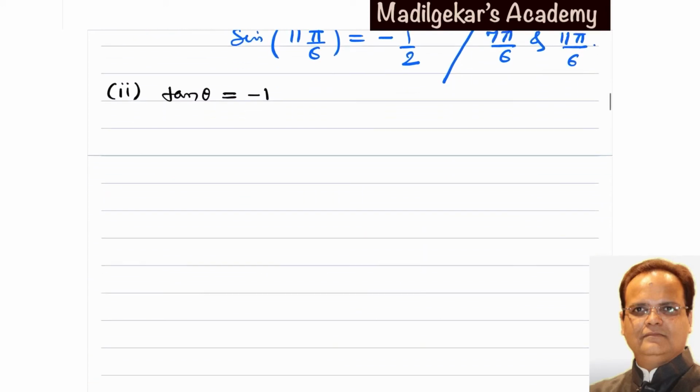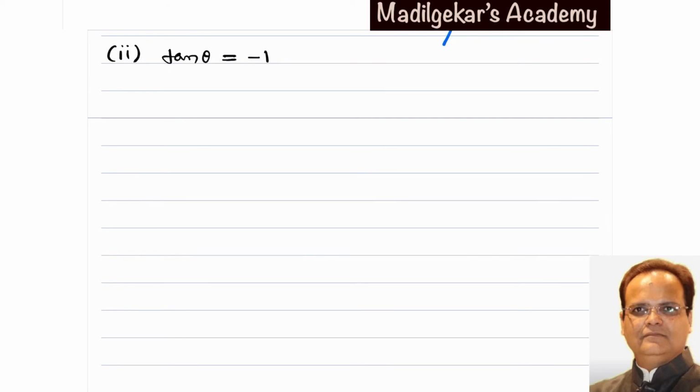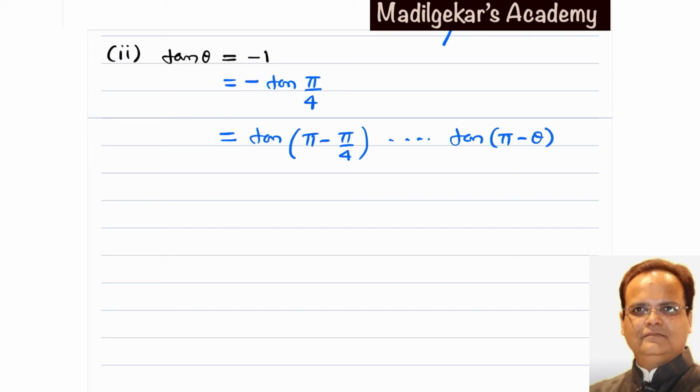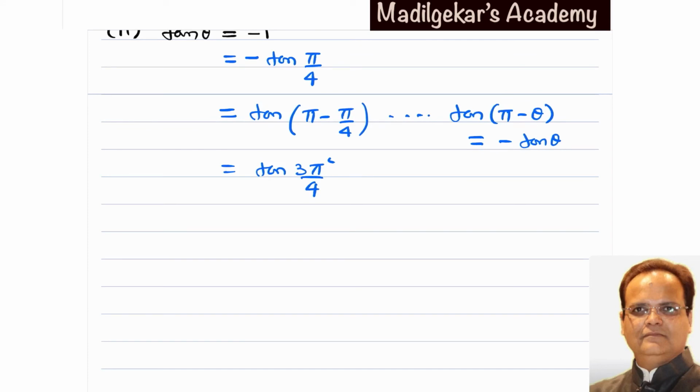Let's switch to the second one. Here tan theta is minus 1. Minus 1 it gives for pi by 4. So it is tan pi by 4. Again apply the allied angle formula. Tan of pi minus pi by 4. By using this allied angle formula, tan of pi minus theta equals minus tan theta. That is tan of 3 pi by 4. So here we get the first angle 3 pi by 4.